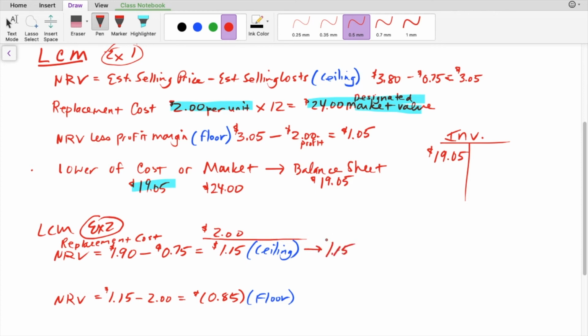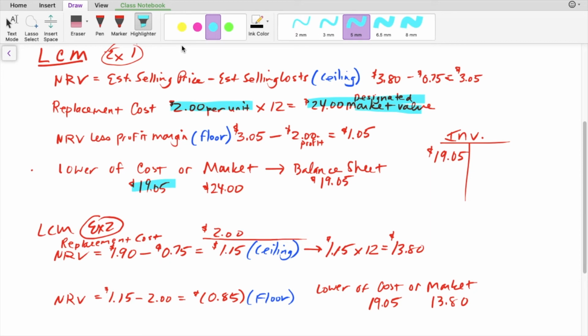So $1.15 net realizable value, 12 units. What do we get for a net realizable value? We should get $13.80. So when we go to do our comparison, let's do it over here. When we're looking at the lower of cost or market, our cost is $19.05, and the market value we just calculated is $13.80.